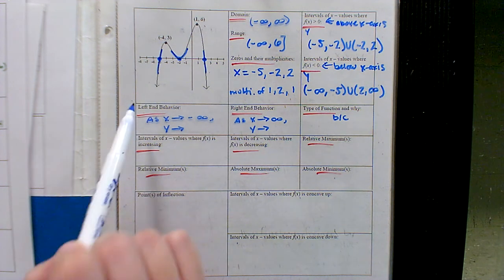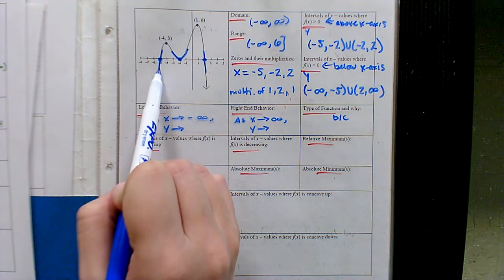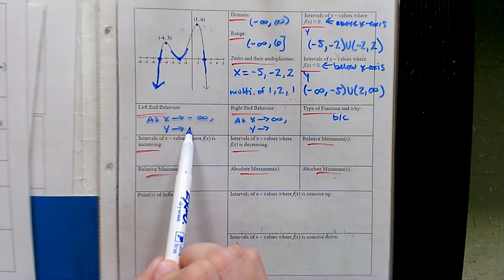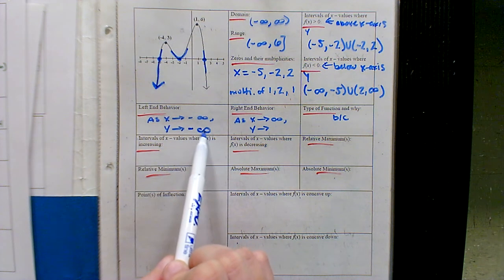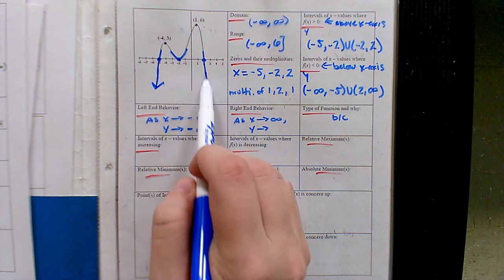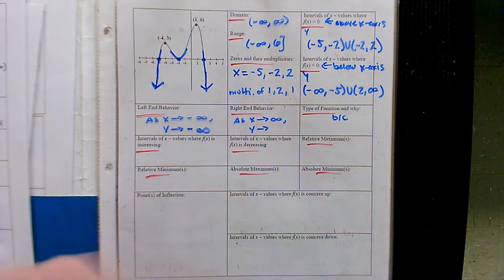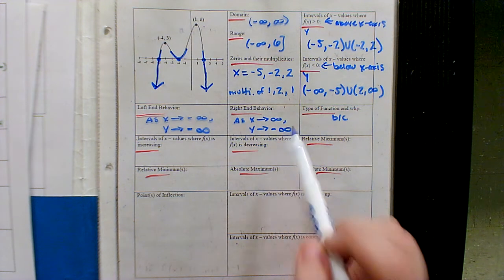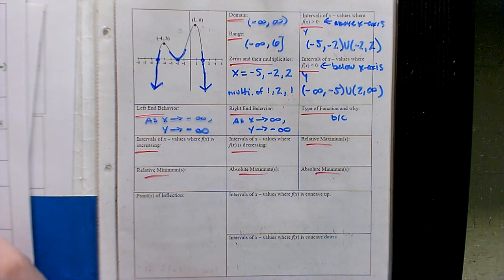All right. Left end behavior. As you trace your graph on the left-hand side, notice how the graph goes down. So the y values are going towards -infinity. If you trace the right-hand side of the graph, it also goes down. So the y values, again, are going towards -infinity.